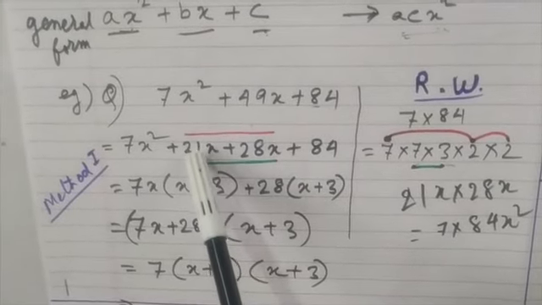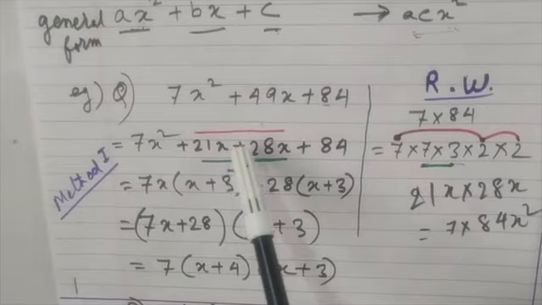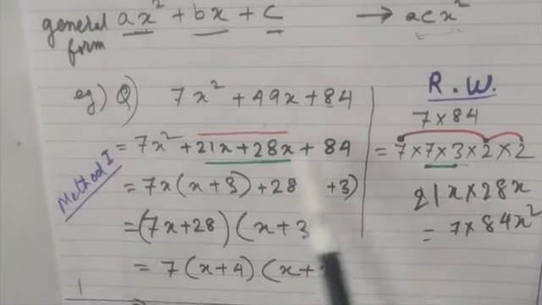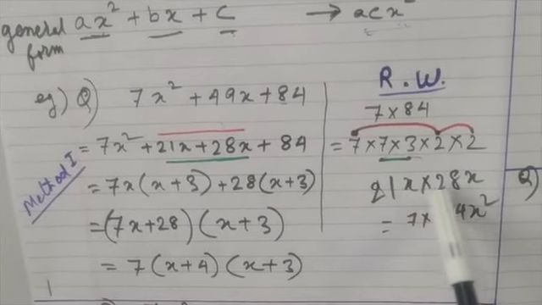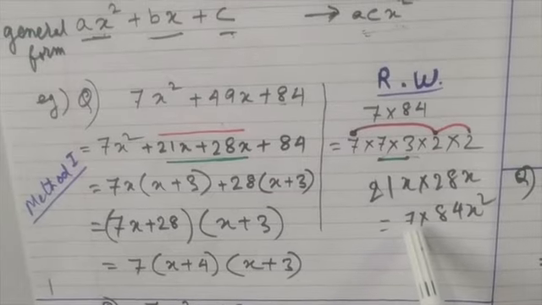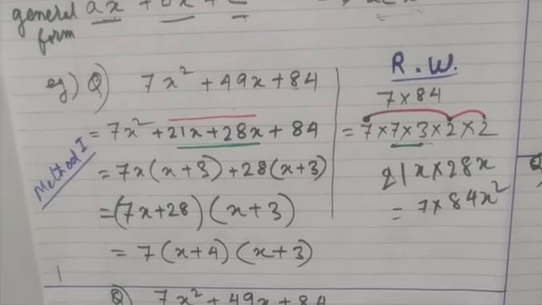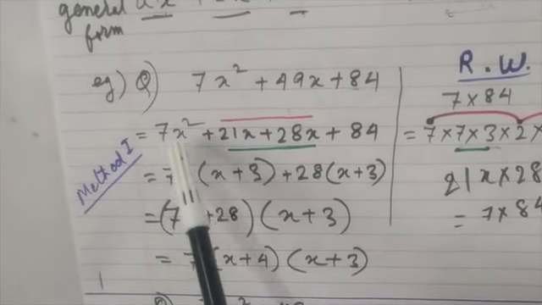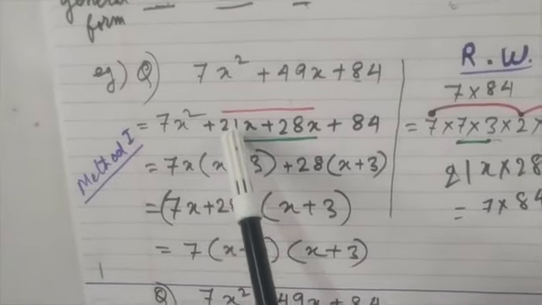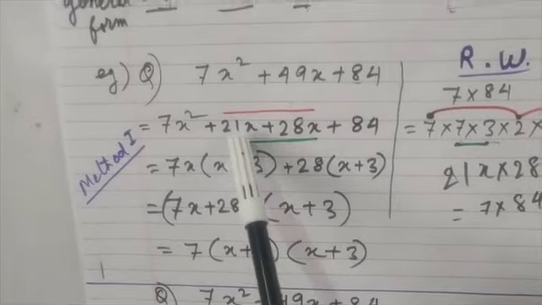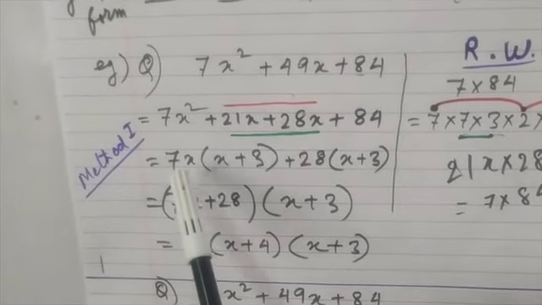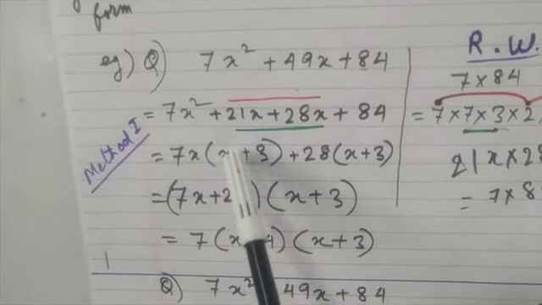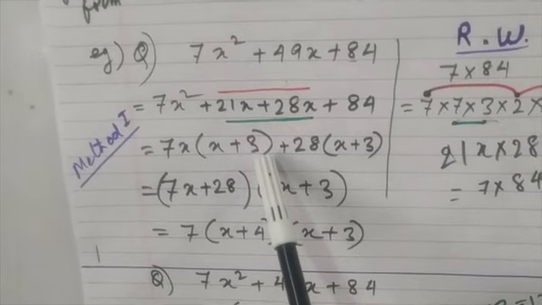So I have broken this up into 28x plus 21x, and if you multiply 21x and 28x, you will get the result as 7 into 84x square. Now 7x, when you are taking common from the first two terms, you can see 7x. Here also 21 is 7 into 3, so 7x is also common from here. So 7x, if you are taking common, you are getting x plus 3 within brackets.